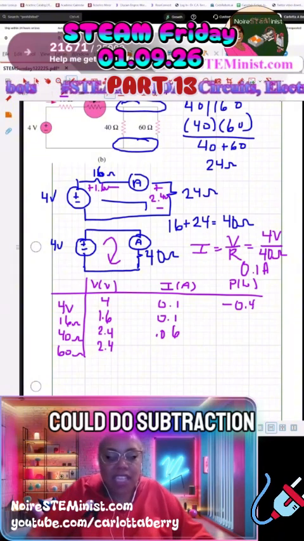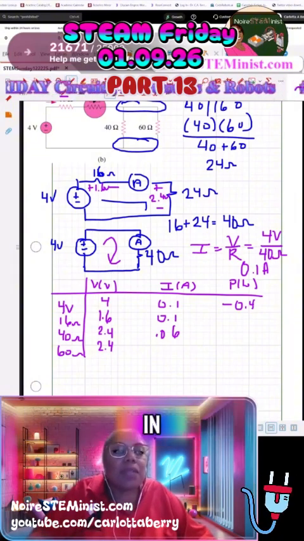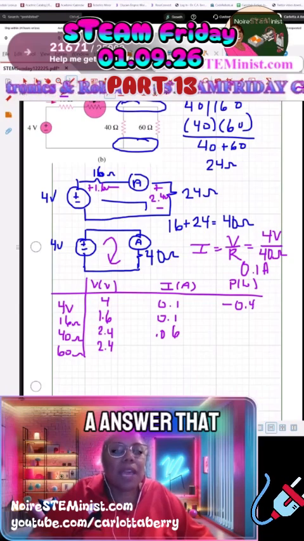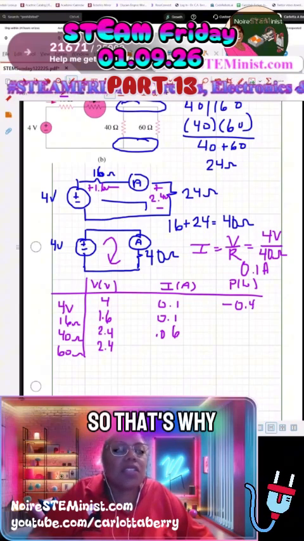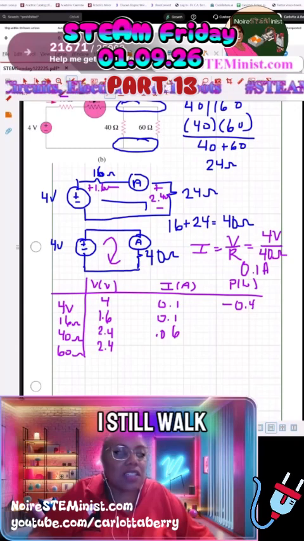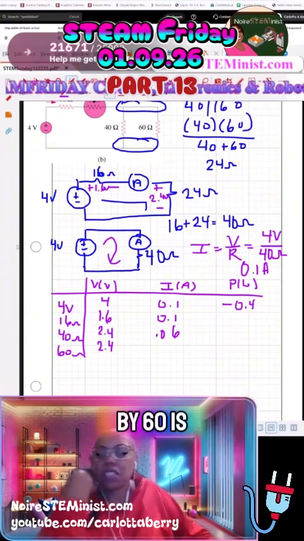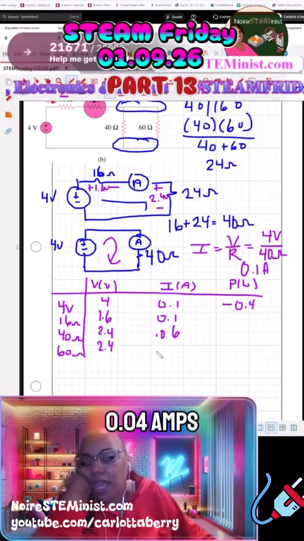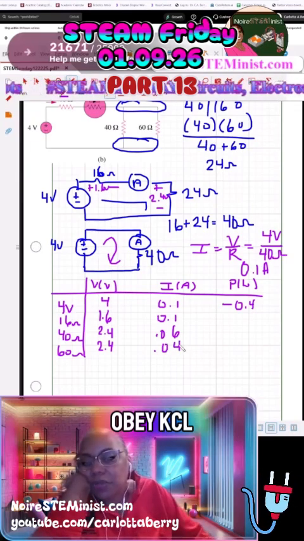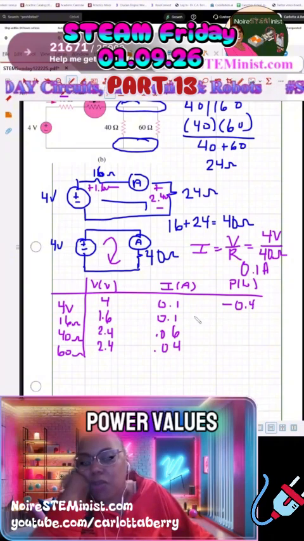Even though I could do subtraction and get the answer, I still will sometimes type it in because I don't want to use an answer that may have a mistake in it in order to solve for something else. So that's why, even though I can use KCL to figure out what that other current is, I still walk through and do this so that I'm not using an error in order to make a calculation. So 2.4 divided by 60 is 0.04 amps, and that is correct. It does obey KCL. So we're now ready to find all of our power values.